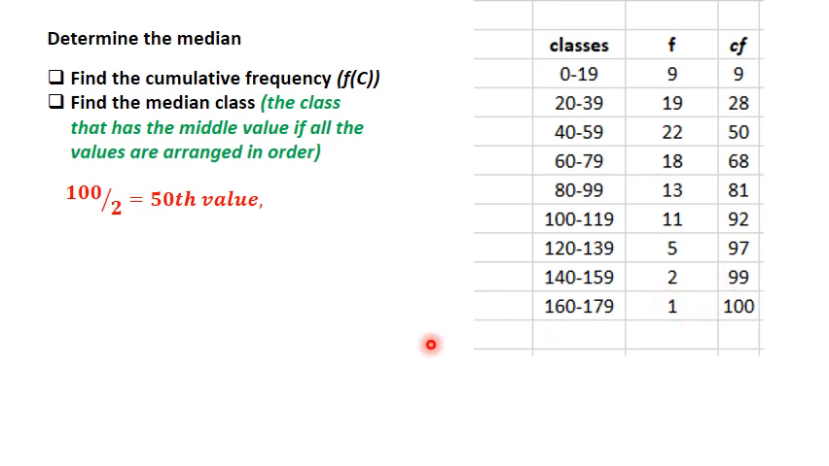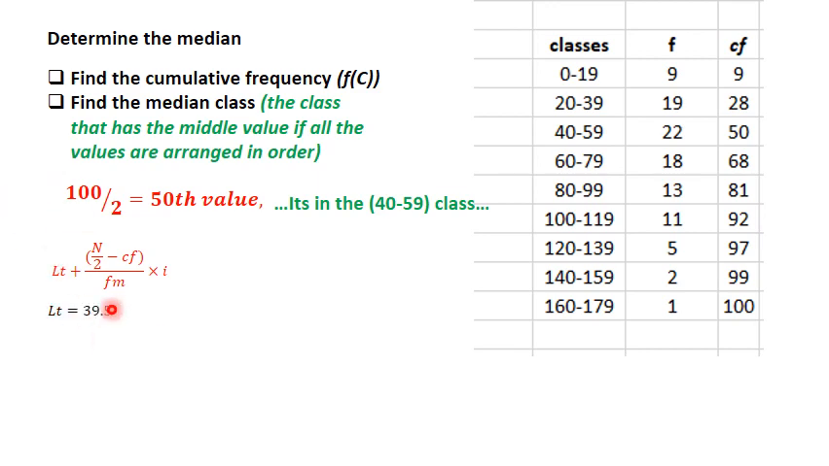Now, having explained that, we go to the formula. We now know the median class is 40 to 59. So we look for the median using the formula that is given. It was also said in the beginning. Now, we need to explain these values.